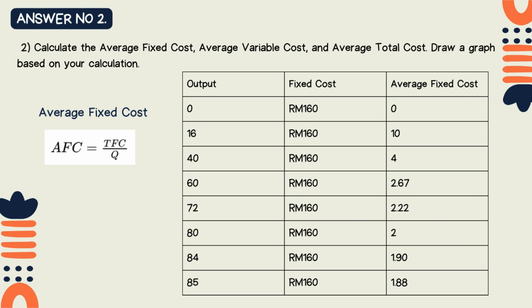For question number 2, we are required to calculate the average fixed cost, the average variable cost, and the average total cost. And we are also required to draw a graph based on the calculation. The equation for average fixed cost is total fixed cost divided by quantity. So, for 16 output, the average fixed cost is 10. For 40 output, it is 4. For 60 output, 2.67. For 72 output, 2.22. For 80 output, 2. For 84 output, 1.9. For 85 output, 1.88.